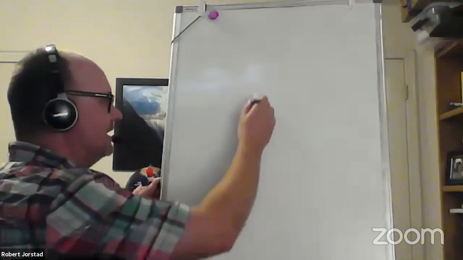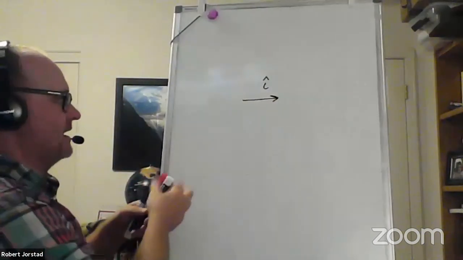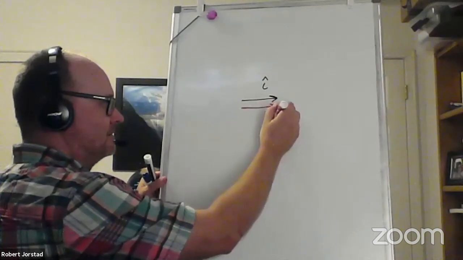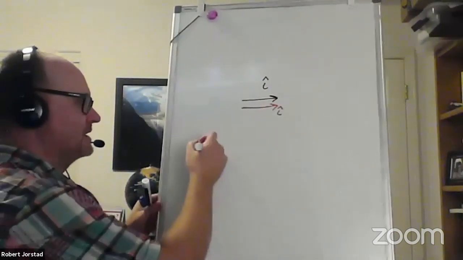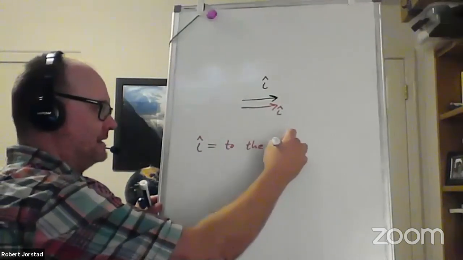Well, let's think. Let's say this is I hat. Okay. Well, let's make another copy of that. Isn't this also I hat? And what does I hat mean? It means to the right.